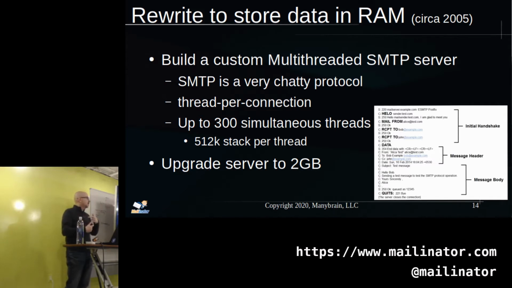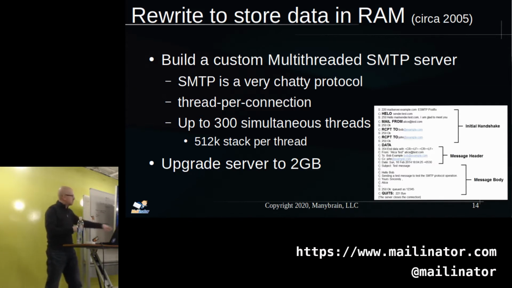Hello, hello. Mail from Bob, okay. Mail to Joe, okay. Here's the email, okay. Goodbye, goodbye. That's an SMTP transaction. I've got it listed down on the right there. So if I say I'm getting 100 emails per second, that's really 500 messages per second. And not to mention, the email could be 100K, it could be 1K, we don't know.